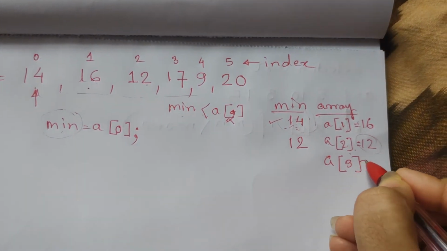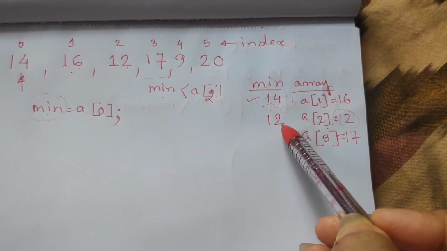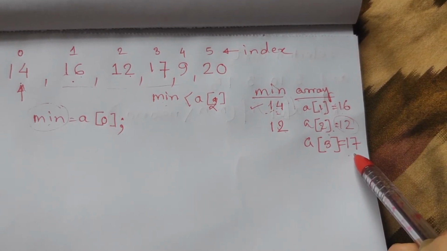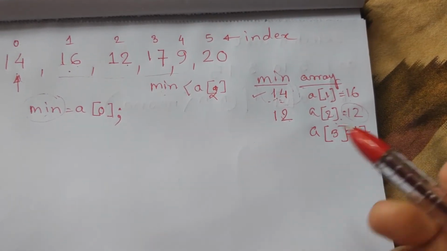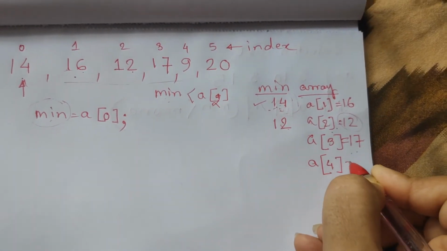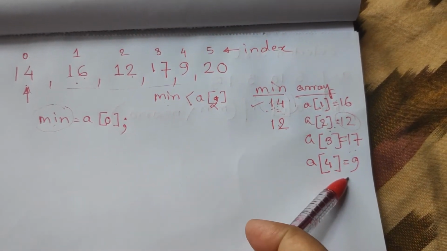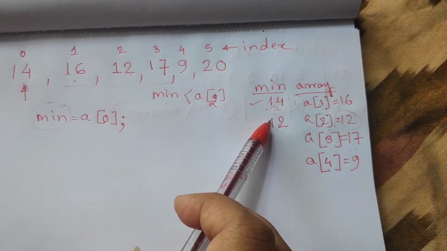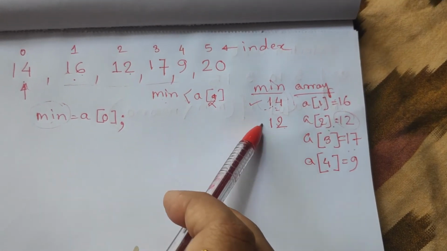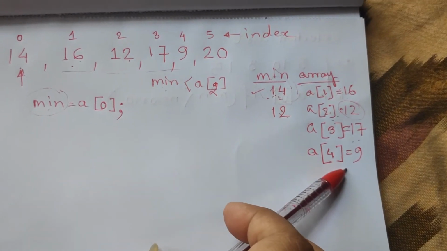Now next, when we compare minimum with A3, that is the next element, what is the value of A3? The value of A3 is 17. When you compare minimum with 17, you see 12 is less than 17. So we are fine with that. We continue and go to the next step, A4. What is the value of A4? A4 is 9. So we will check whether minimum is less than 9. Our newly found minimum 12 is not less than 9.